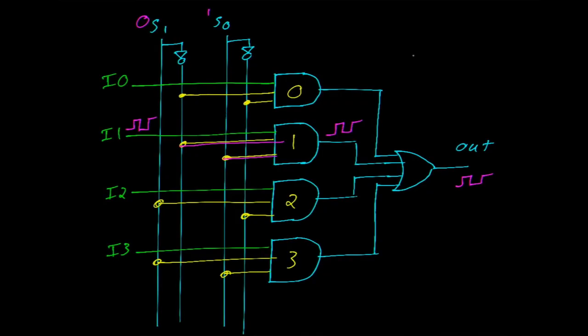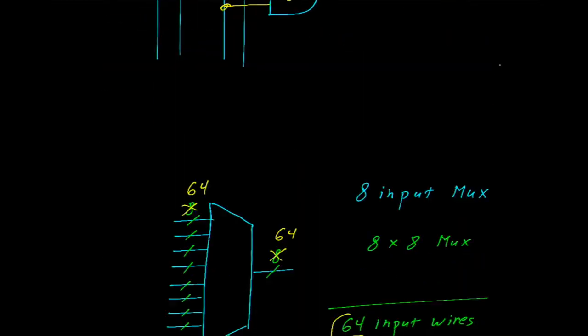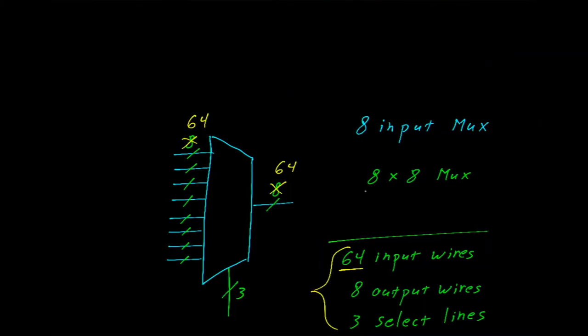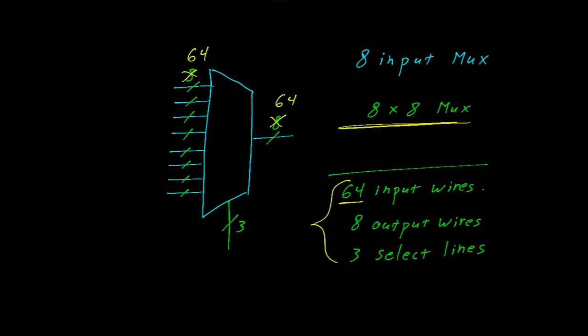When you get to that level of hardware, you'll find that it's very easy to define this 4x1 mux, and it's only slightly more complicated to describe this 8x8 mux. You'll find that they differ from each other only by a few lines of code.